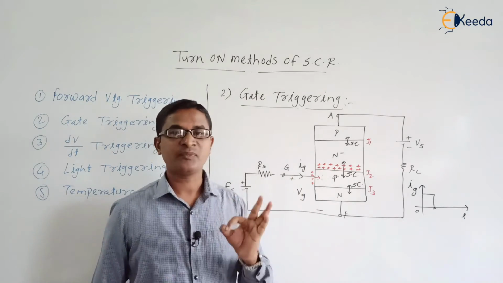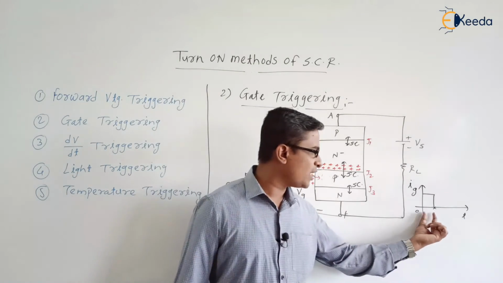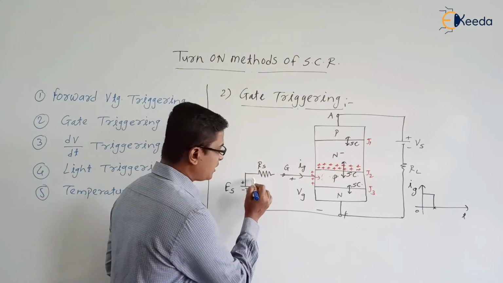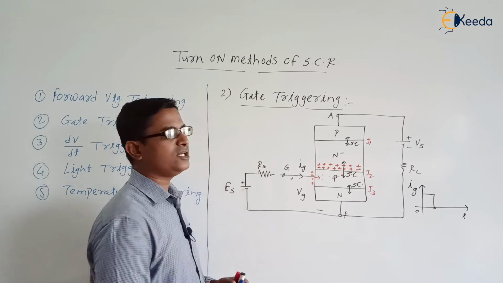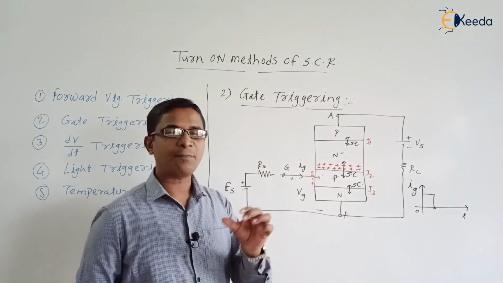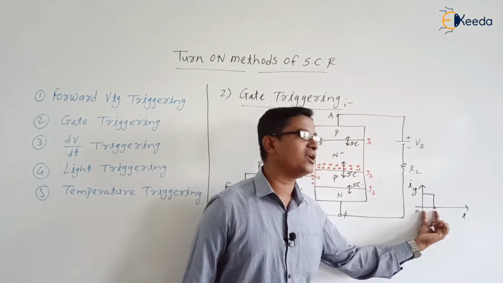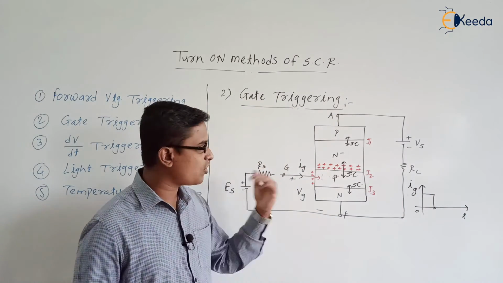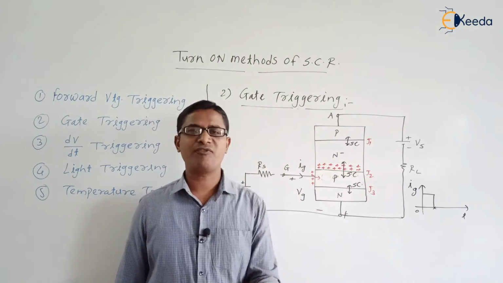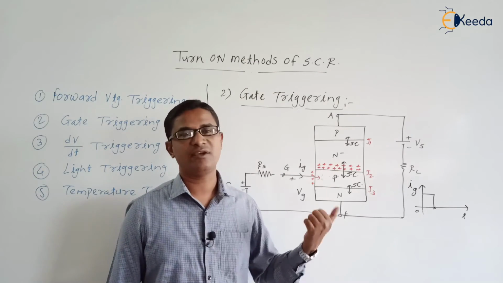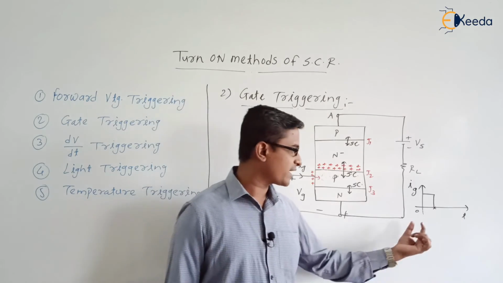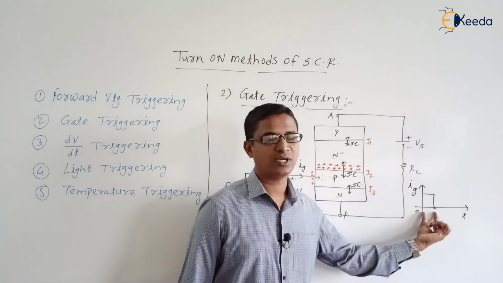Here, as we are circulating the gate current only for this much interval, the power loss taking place in the gate cathode circuitry is also only for a very small interval. So overall it will not affect the efficiency of the system very much. Is this clear? Because power loss takes place only for this much time.